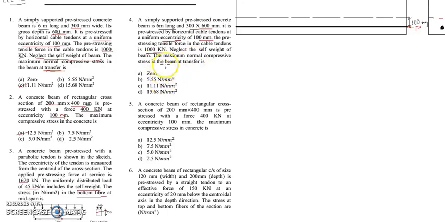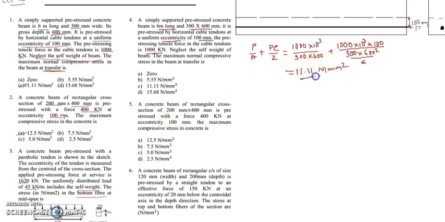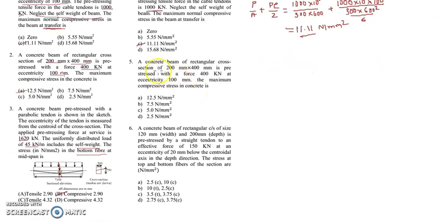The maximum normal compressive stress in the beam, again the same formula: it is P by A plus PE by Z. Substituting everything here, I get the answer as 11.11 Newton per mm square. Look at this, this is the same problem which was given in problem number 1. So it has appeared in some other GATE exam in a different year, and it's very common in GATE exam that they will repeat the concepts, not the same questions. So you will get lucky if you get this kind of thing. Of course, you should know the concepts.